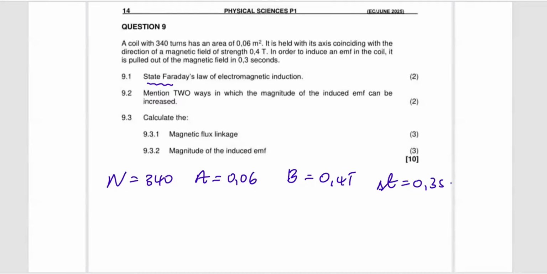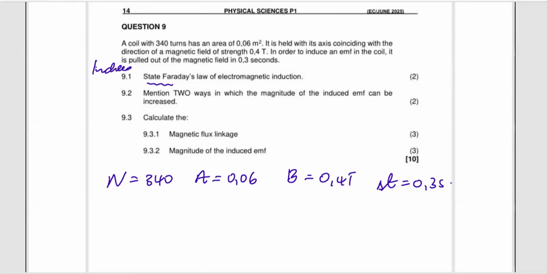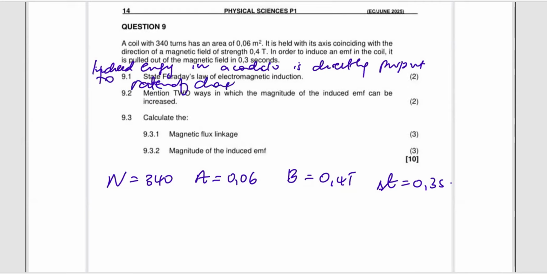So this law tells us that the magnitude of the induced EMF in a conducting circuit or in a conductor is directly proportional to the rate of change in magnetic flux linkage within the circuit. So it talks about the induced EMF as well as the change in the magnetic flux linkage.